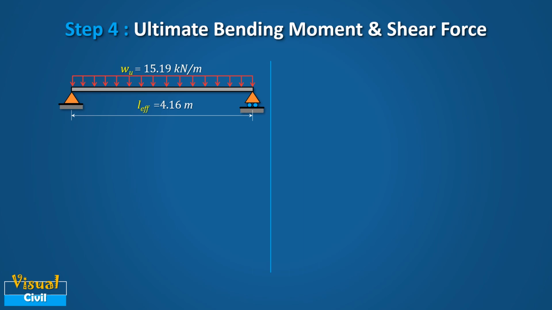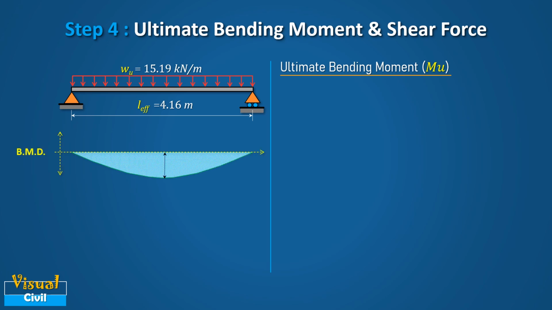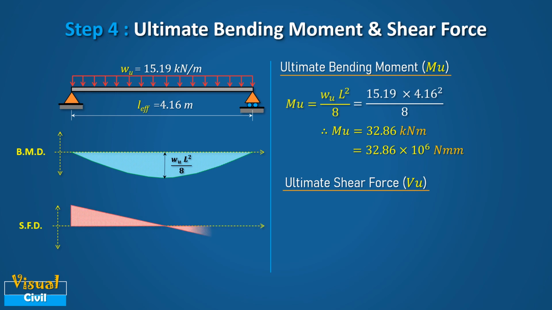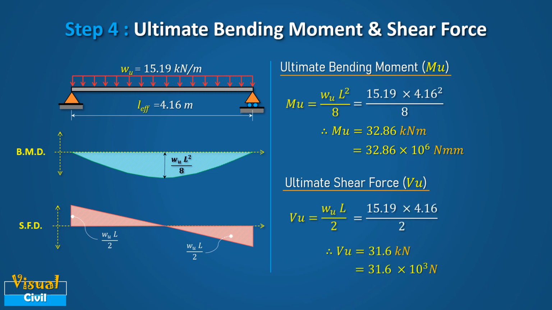Let us compute the ultimate bending moment Mu first. The maximum bending moment for the simply supported slab is WL squared by 8 at midspan. By putting the values of the design load and span, we get Mu equals 32.86 kN meter. Next, compute the ultimate shear force Vu, which is equal to WL by 2. We get Vu equals 31.6 kN.